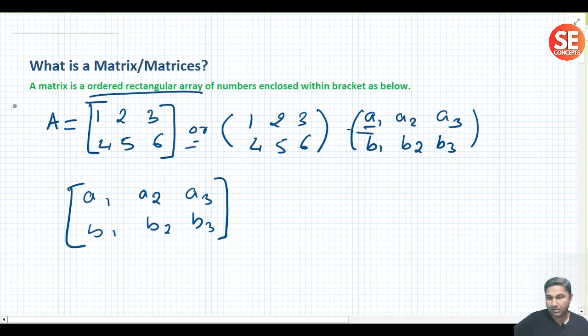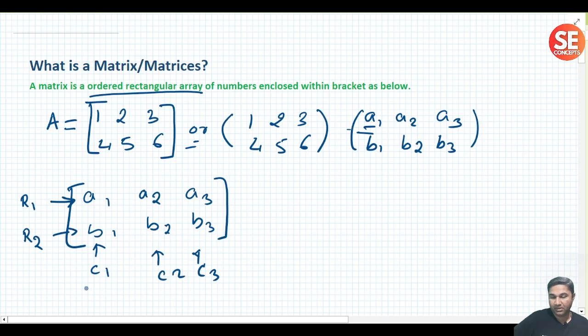First I will tell this one as the first row, R1. This is the second row, R2. As simple as when you are sitting in a school or college, the benches, you can say it as rows. This we call columns. This column I will call C1, this is column C2, this is column C3.